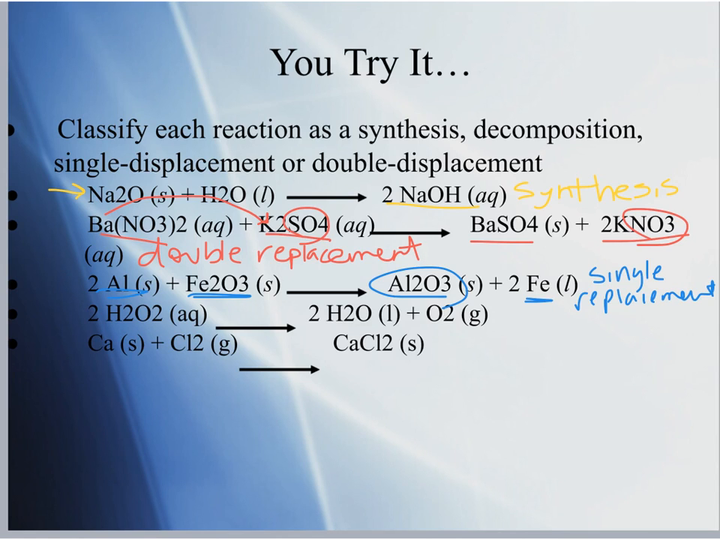All right, next one, we've got one single reactant forming two products. So a single thing being broken down into something else is decomposition. And then last but not least, we have two reactants making a single product. So they're coming together, like combining. So that's combination, or what we call synthesis reactions.